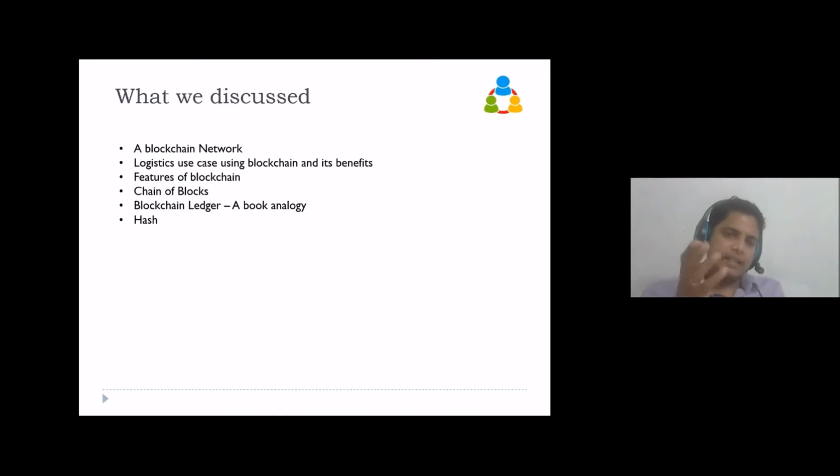And each transaction can be a money transaction, it can be a data update, it can be a file upload, or anything. A transaction can be anything which can be stored on a blockchain ledger. And these transactions will be stored inside a block, and then those blocks will form the blockchain ledger.